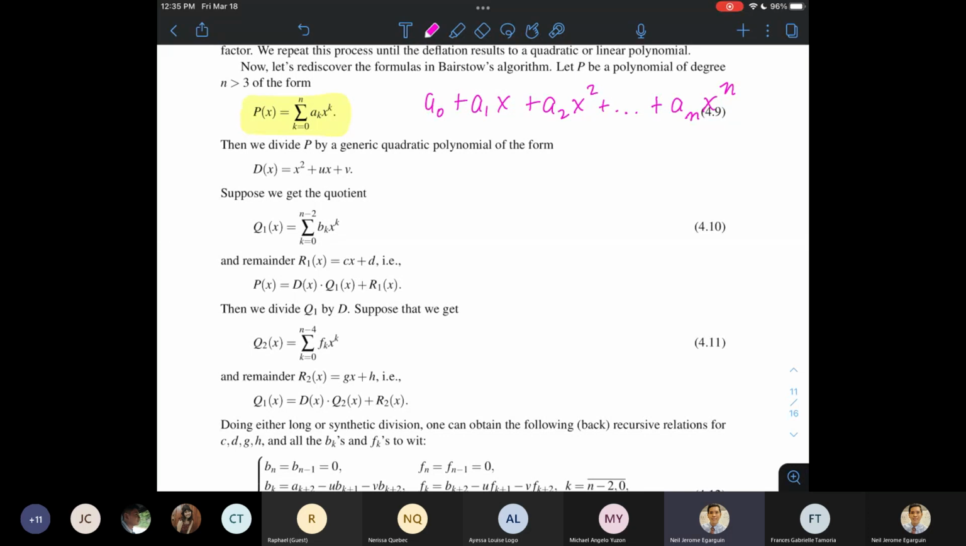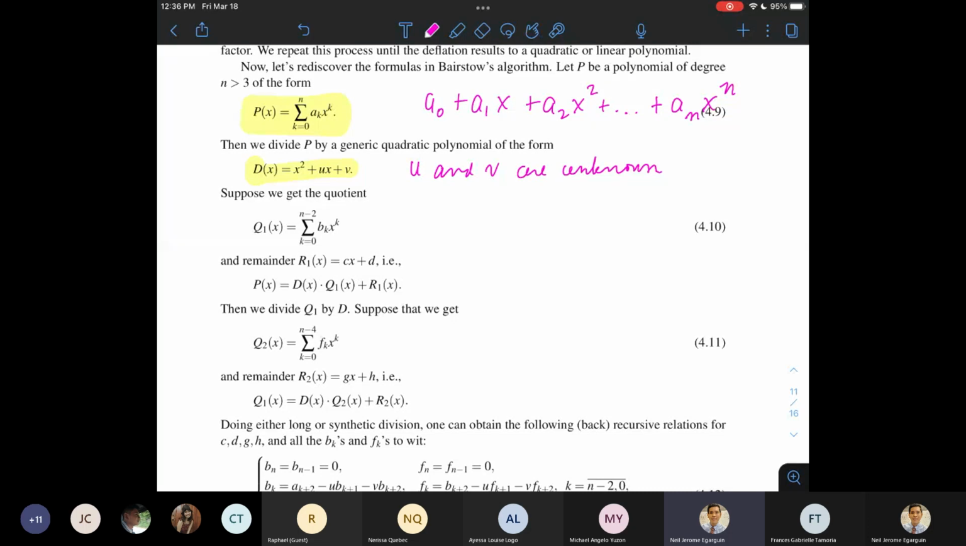Tapos, ang goal natin ay makahanap ng isang quadratic factor which will be of the form x squared plus ux plus v. Okay? So yan yung goal natin. Mahanap ano yung quadratic factor d. Now, of course, u and v are unknown. So u and v are unknown. Ang goal ng Bairstow's algorithm, hanapin ano yung u and v so that d is close enough to a quadratic factor. Okay? So, paano natin siya mahanap? We have to build up a system of equations to find u and v.